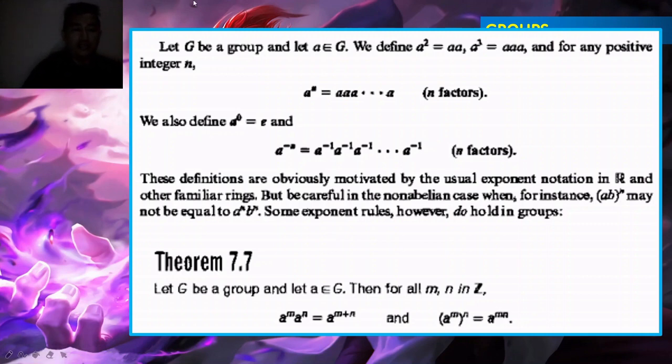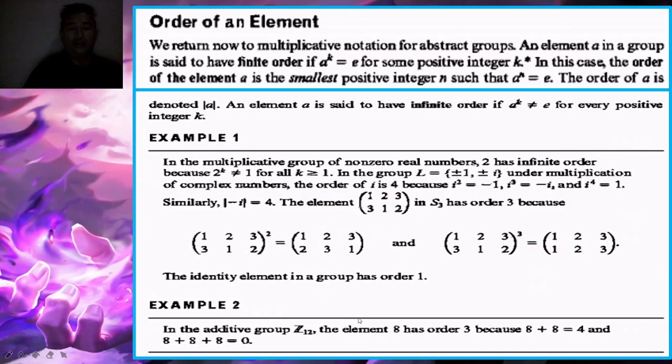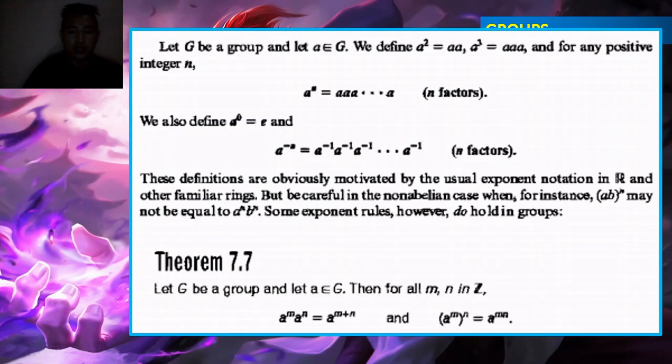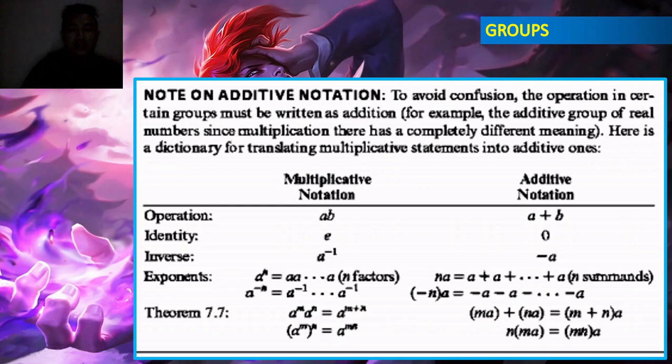Now, Theorem 7.7. Let G be a group and let A be an element in G. Then for all m, n in Z, dara, ang laws sa exponent, class: A to the power of m times A to the power of n is equal to A to the power of m plus n. And then, A to the power of m raised to n is equal to A to the power of m times n.